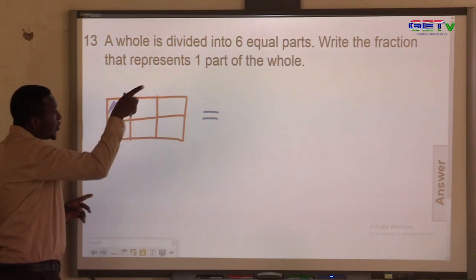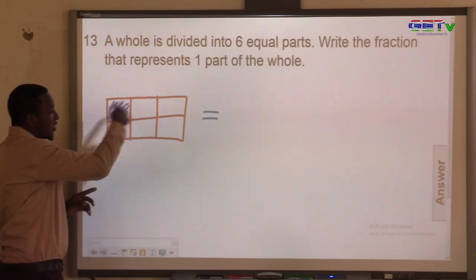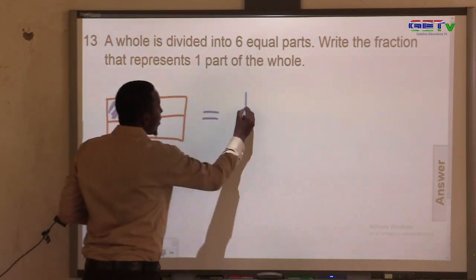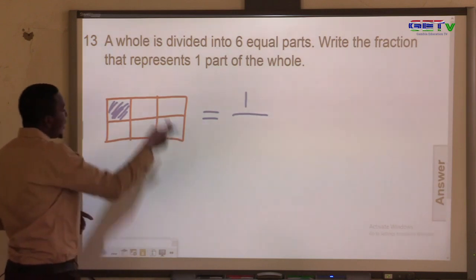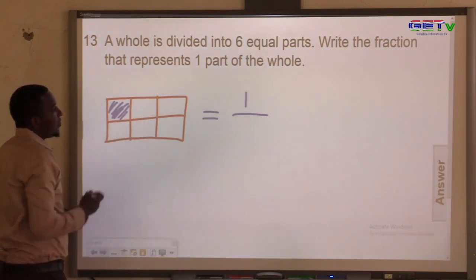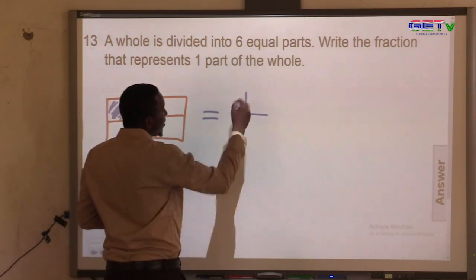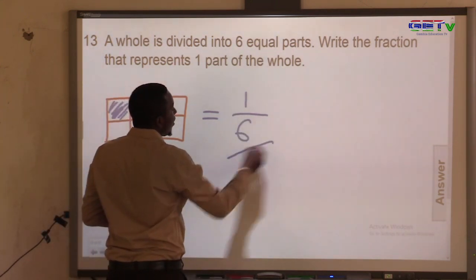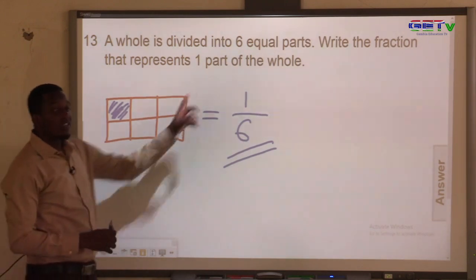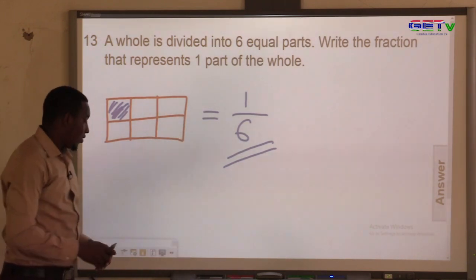So the answer to this question, how many shaded regions do we have? We have 1 shaded region. So that is going to give us 1 all over. How many parts do we have altogether, or how many parts is the whole divided into? The whole is divided into 6 equal parts. So the answer to this question is going to give us 1/6. That is 1 all over 6.